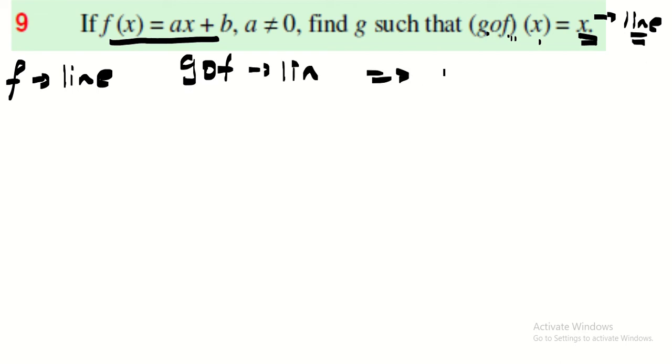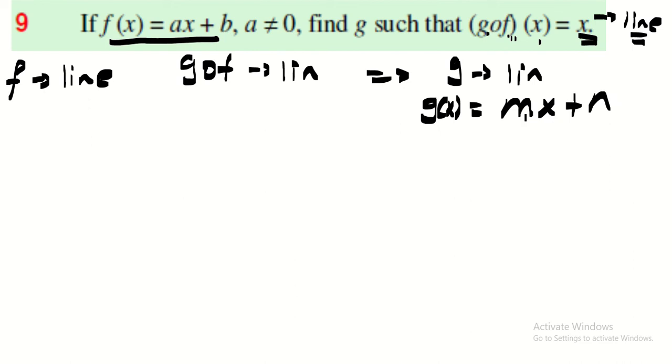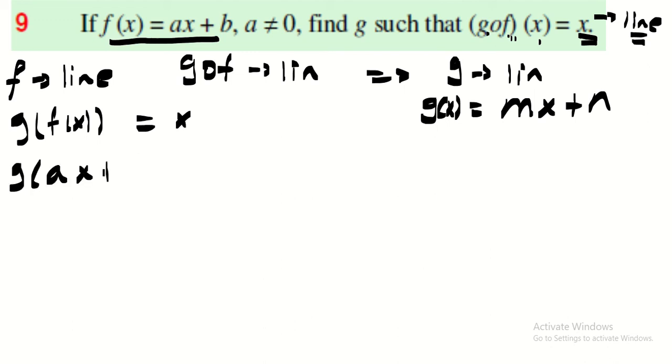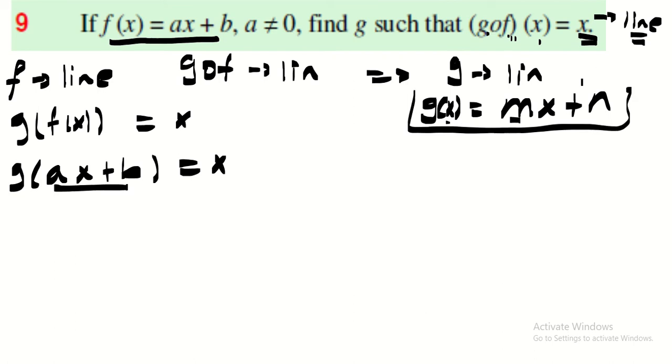That means necessarily, what does this imply? g must be linear. So I can say g of x is equal to mx plus n. A linear function will be represented by ax plus b or mx plus n or whatever it is. So let's continue. g of f of x is already given as x. So g of what's f of x? ax plus b is equal to x.